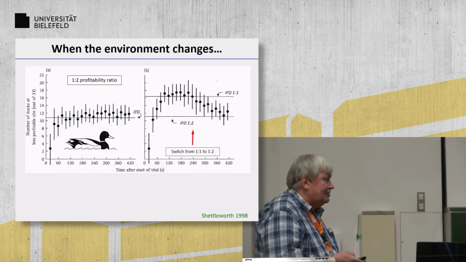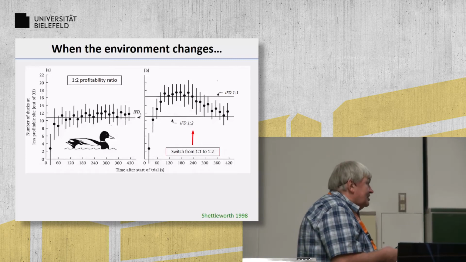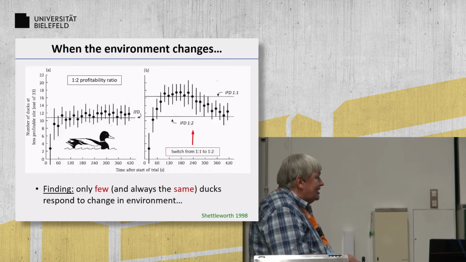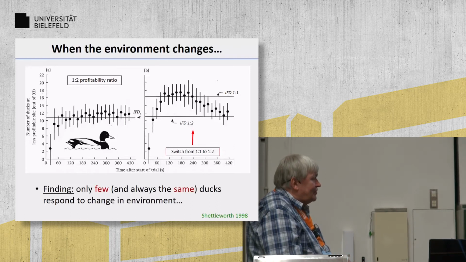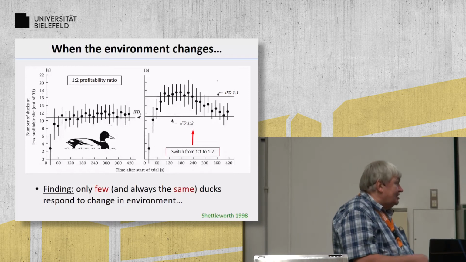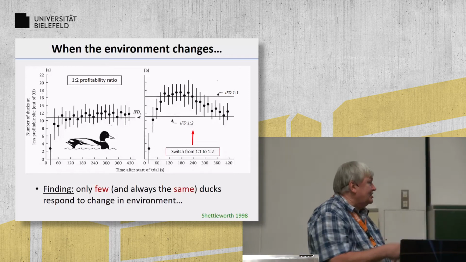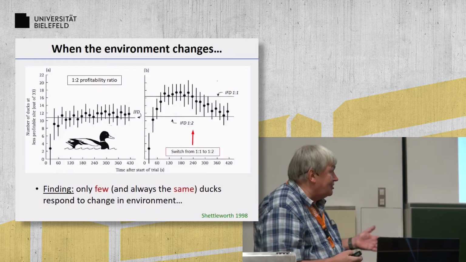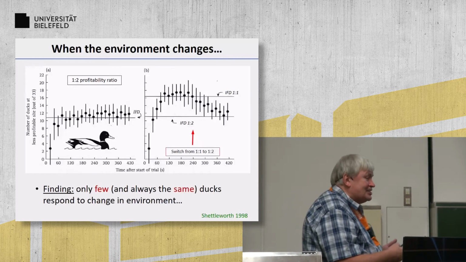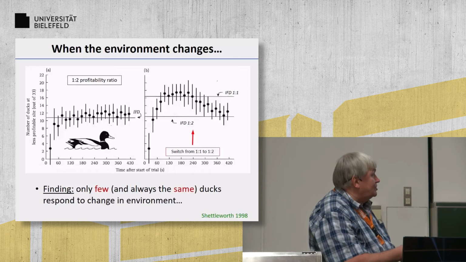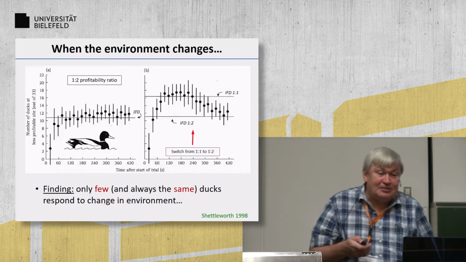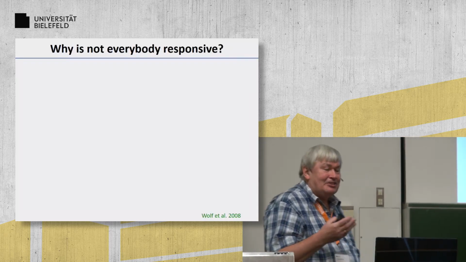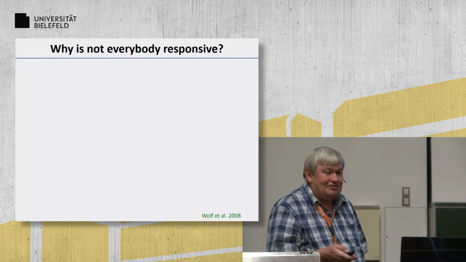But now comes the very interesting part of the story. When we did this in Bielefeld, we found out over the years that it was always very few ducks who really responded to the change in the environment. They were always the same ducks. I still remember the numbers, but it was always duck number 17, they were all ringed, who was the first to find out that the environment had changed. It was always followed by duck number 21, who found out second that something had changed. There were a few ducks who were always the ones who responded to the change in the environment. And therefore the question that arises is, why is not everybody responsive? And why is there variation in responsiveness over time?